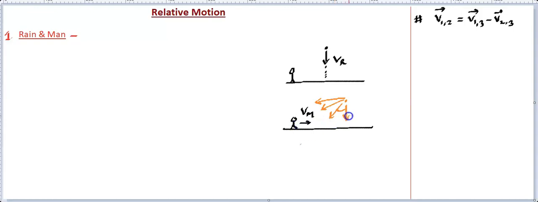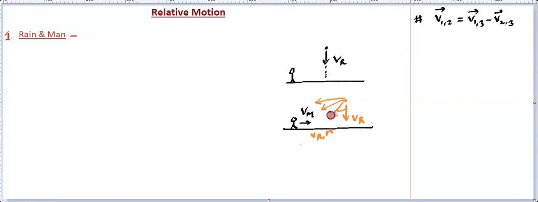So what is going to happen? This is the velocity of raindrop. This is the velocity with which you are moving, and whatever the new velocity is that comes out, that's the apparent velocity, or the velocity relative to you. That means this is the velocity of raindrop with respect to man. This is what we need to find. We need to find the velocity of raindrops with respect to man using this relation, that means using the relation of relative motion.